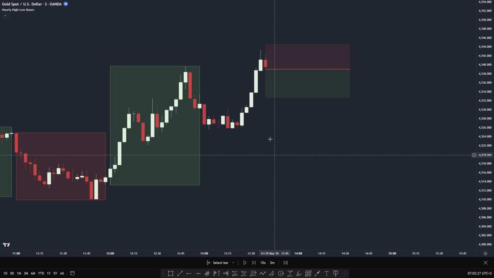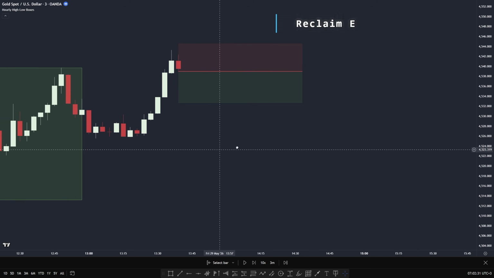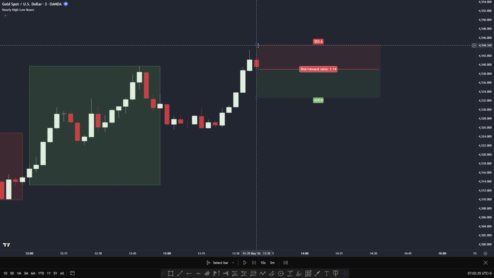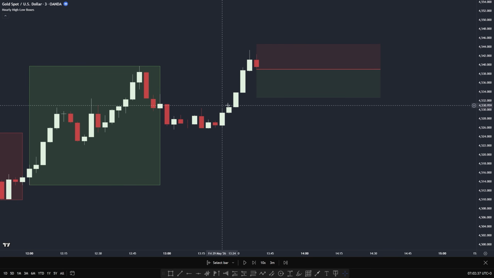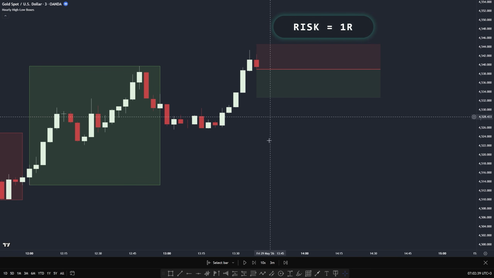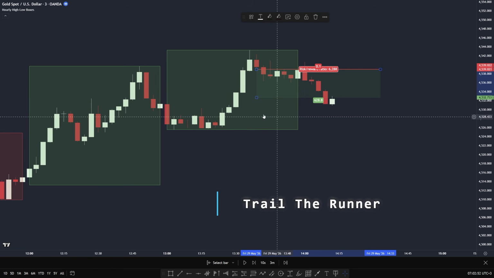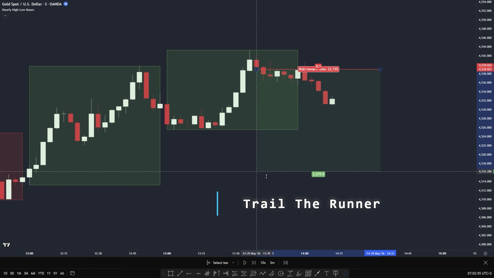So price sweeps above the previous hour high, closes back inside, and I enter after the reclaim. The stop sits above the sweep wick. If the risk from entry to stop is $2, then 1R is $2 of profit. When price reaches 1R, I take 50% off and move the stop to break even. After that, I trail the runner above the most recent red candle.